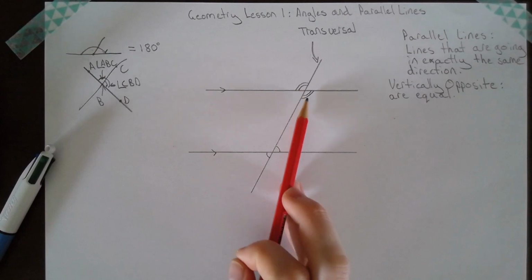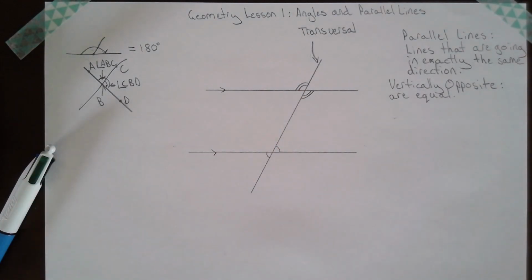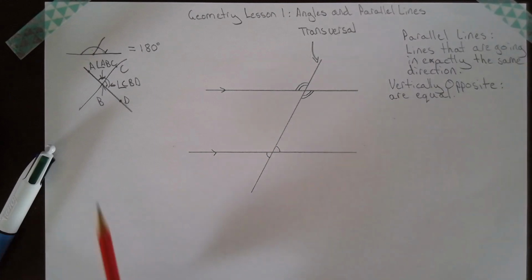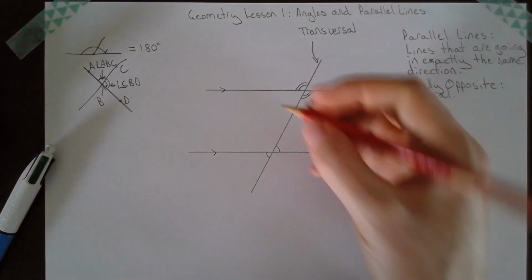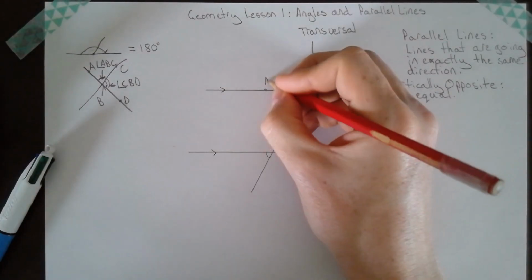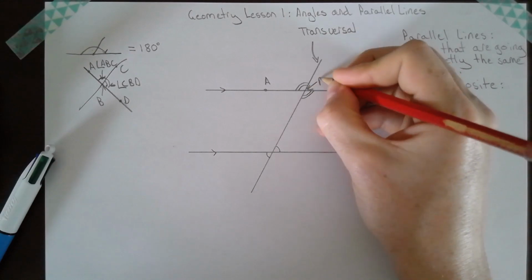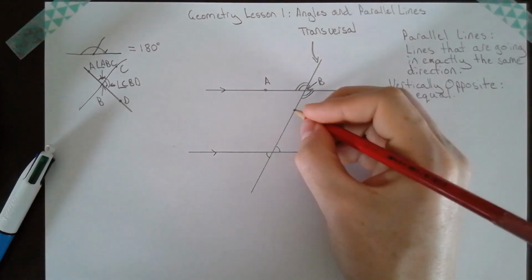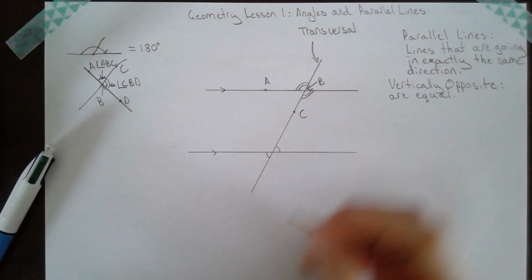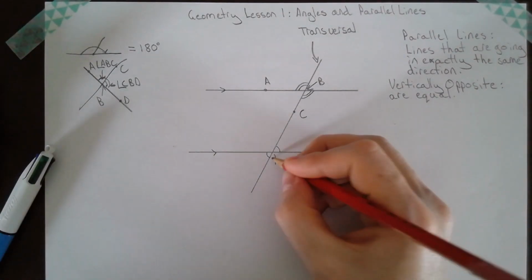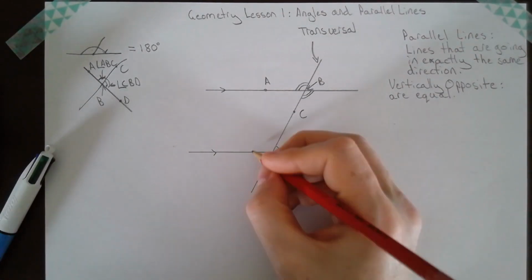I'm going to call this here point A. And I'm going to call this one here point B. And I'm going to call this one here point C. And then this one can be D. I'll call this one E. And then finally, we'll call this one F. And if I need to name more along the way, I can. But I think that'll be enough for now.